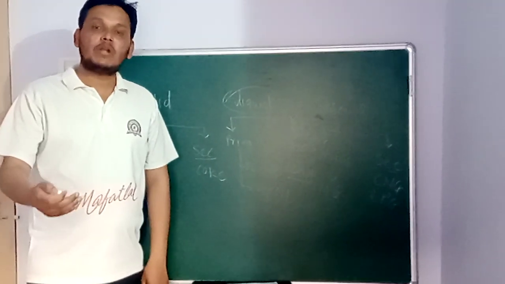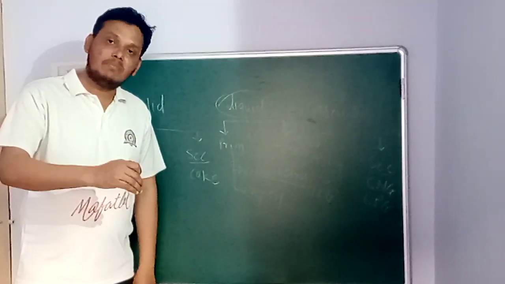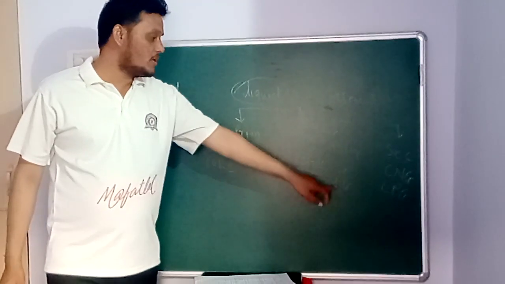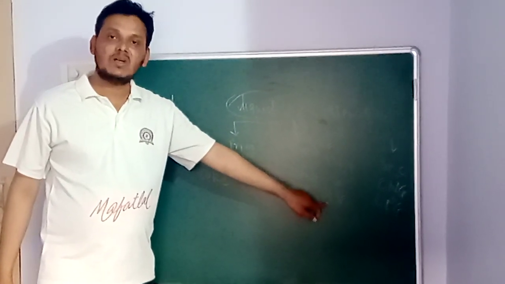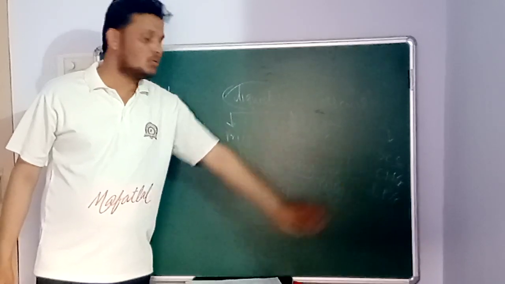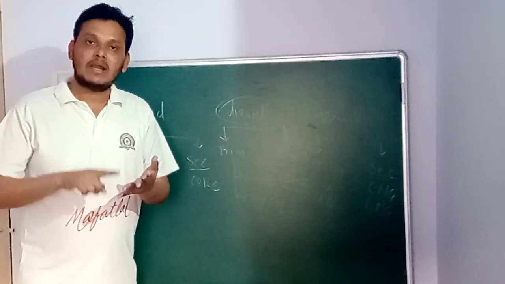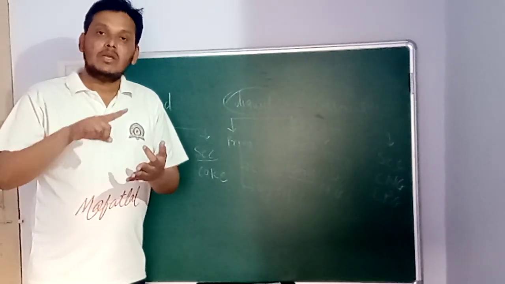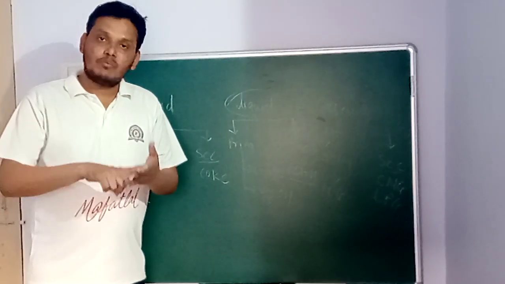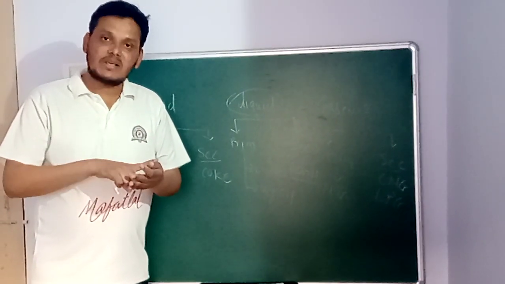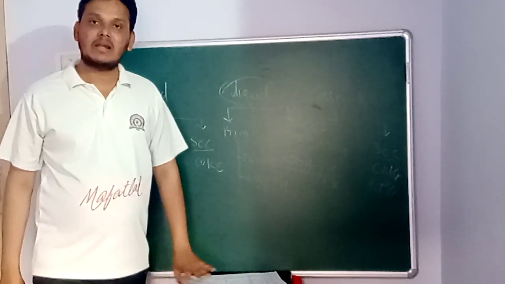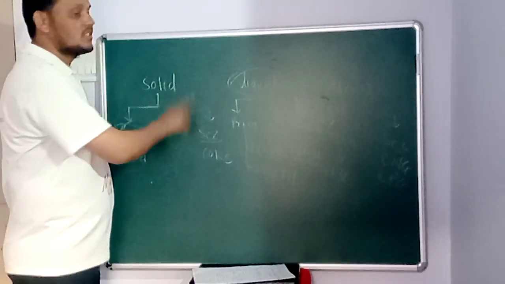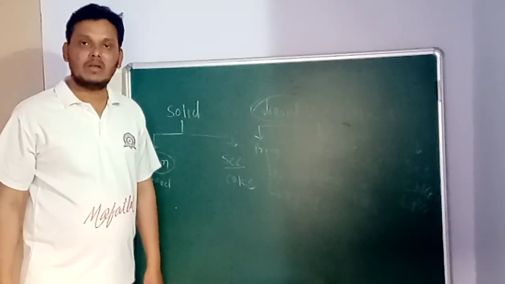Then gaseous fuels are again two types, primary and secondary. The primary source is natural gas, and the secondary sources are coal gas, producer gas, biogas, liquefied petroleum gas, and compressed natural gas. So this is the classification of chemical fuels.